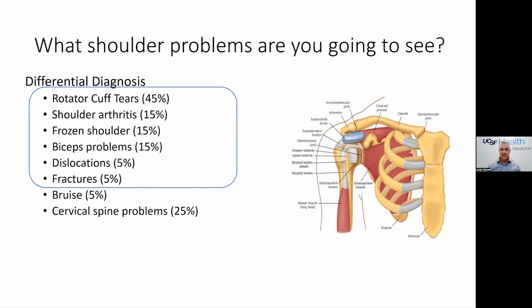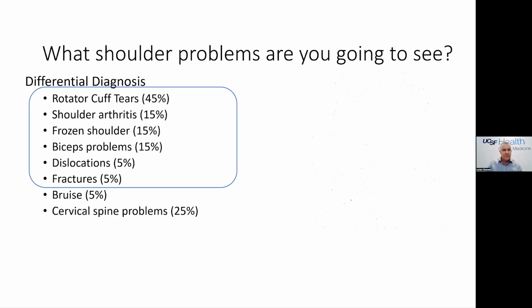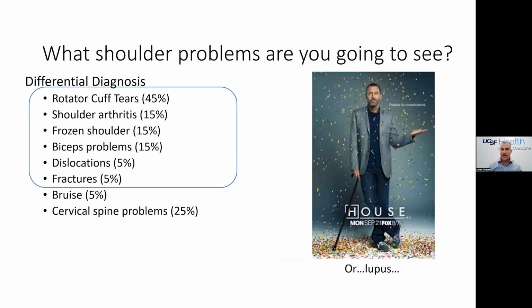We also see biceps problems, and in a specialty clinic where we see a lot of young athletes, we also see dislocations and fractures. And don't forget, in some cases, this can be lupus, Wegener's, or all the other things that can present as shoulder problems if you're outside of a sports medicine clinic.